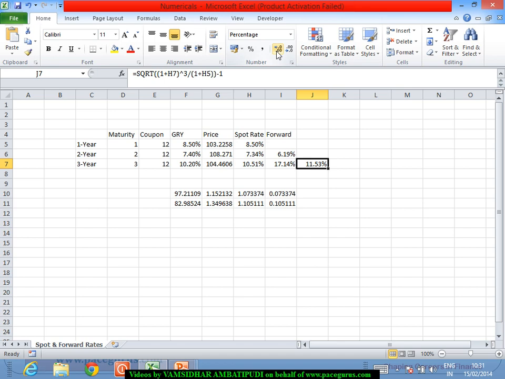So you can use any combination. Once you have the bonds of different maturities, you can very well get into the computations of the spot rates and the forward rates associated with the different maturities. Alright.